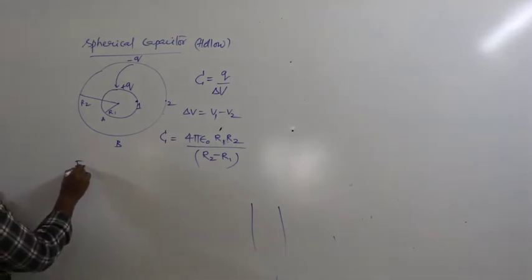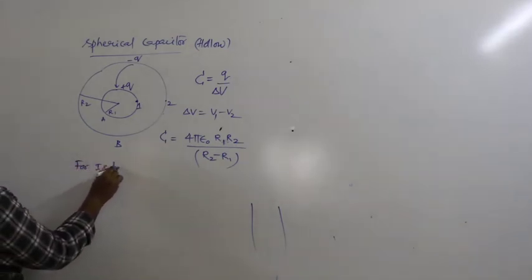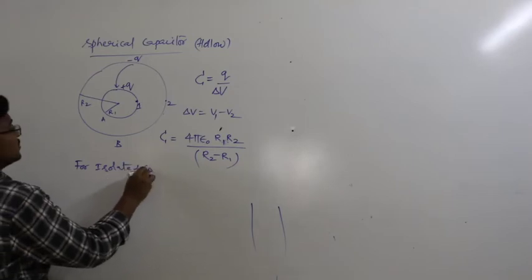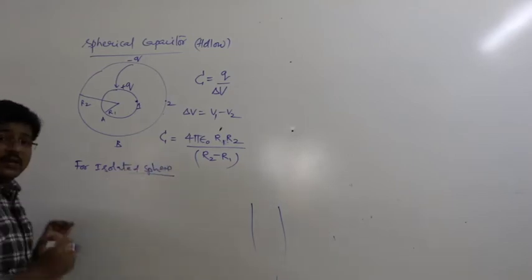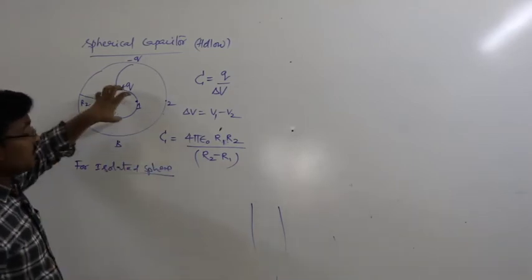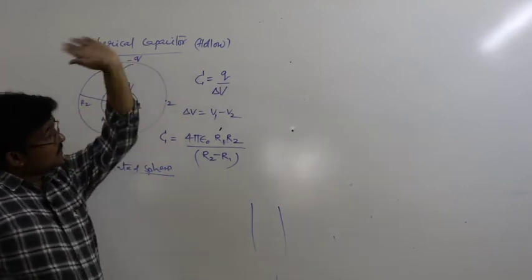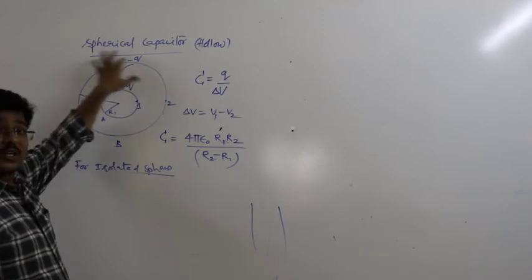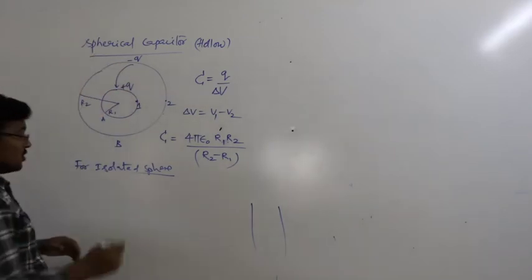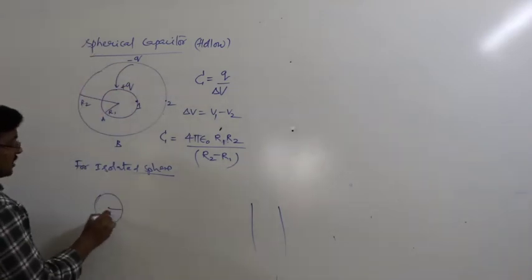Now sir, for an isolated sphere, what do you mean by isolated? Isolated means if you take this one and bring this, or you take this second sphere to somewhere at infinity, so that we are left with only one sphere of radius R1.